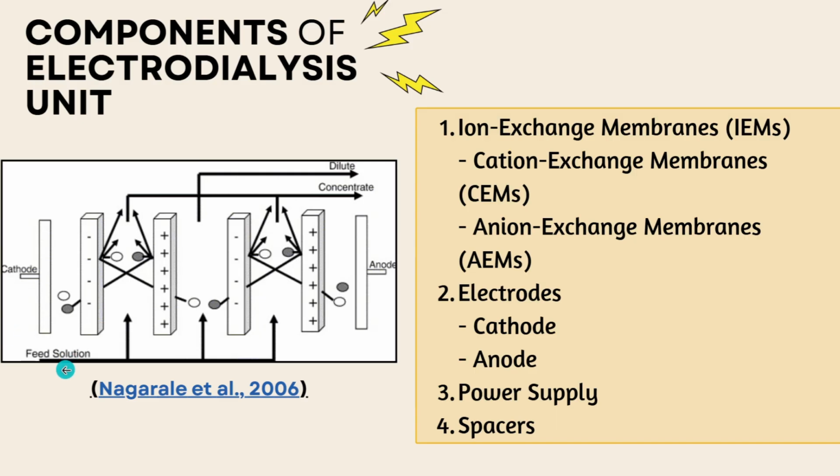As you can see here, there is a feed solution. Feed solution is the initial water or solution that enters the system to have ions separated by an electric current. It flows through a series of compartments created by alternating cation and anion exchange membranes with an electric field to drive the ions across the membrane and create separate streams of diluted and concentrated solution.